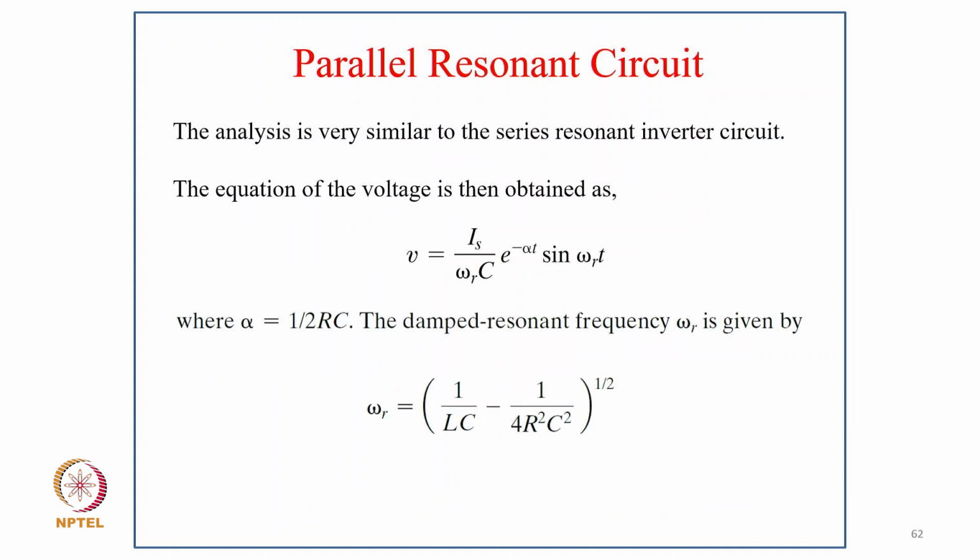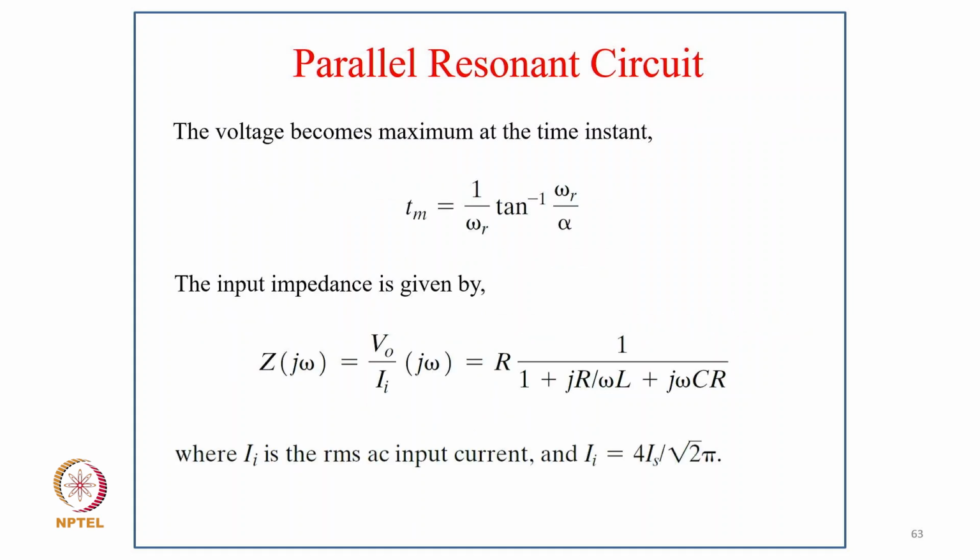The equation of the voltage is then obtained: V = (Is/(ωR C)) e^(−αt) sin ωR t, where α = 1/(2RC). The damped resonant frequency is given by ωR = √(1/(LC) − 1/(4R²C²)), and the voltage becomes maximum at the time Tm = (1/ωR) tan⁻¹(ωR/α).